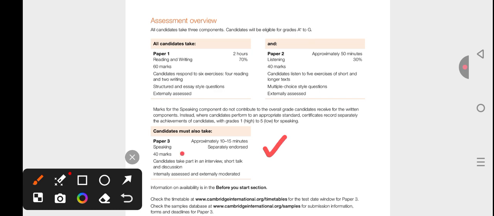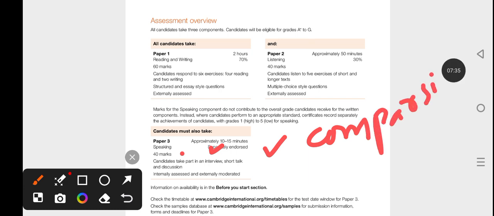Okay, total marks are going to be 40, and it's divided into different parts. The first part can be just an introduction, where the examiner will ask you a wide range of questions to get familiar and be friendly with you. And then there is going to be an interview, a short talk, and a discussion type question. And most probably certain questions will be comparison based.